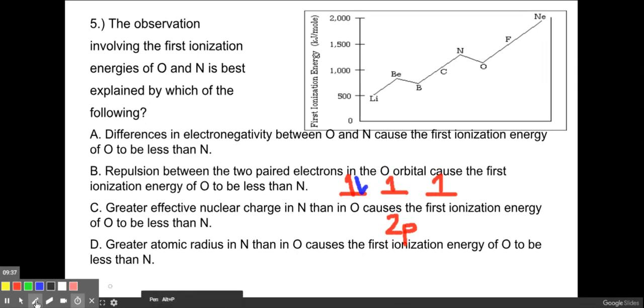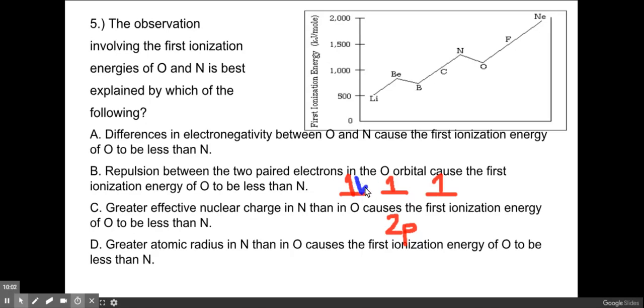And because these electrons, this is what I was talking about before, electron-electron repulsion, these 2 electrons in the same orbital are really repelling each other. And that's going to make this second electron easier to remove than you would normally expect. So notice we say successive electrons are harder to remove except when they're not.